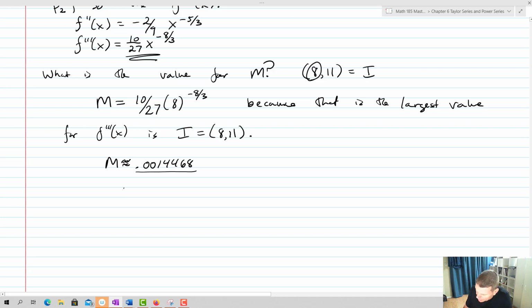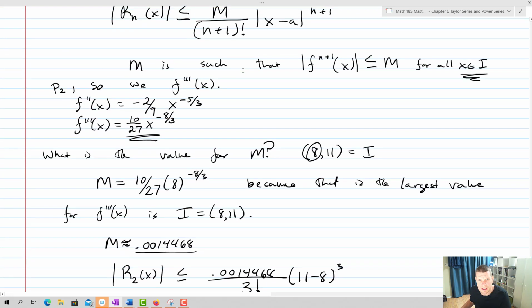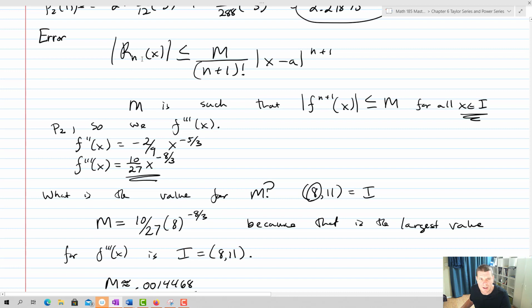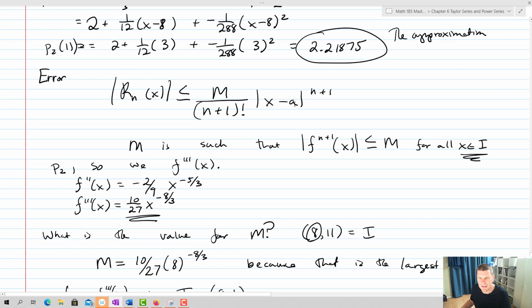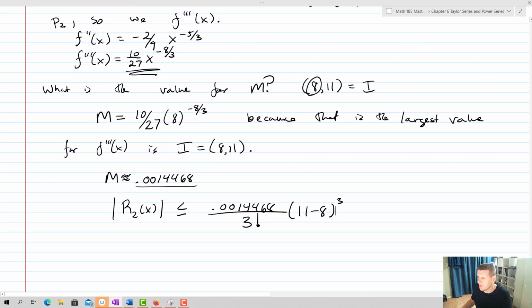So our remainder, R2 of x, in absolute value is going to end up being less than or equal to 0.0014468, and then we'll divide it through by 3 factorial times 11 minus 8 cubed. Let's just look at our equation. We're looking for R2, the remainder for the second Taylor polynomial. We have our m. We're going to divide by n plus 1 factorial, so that's 3 factorial, times x minus our a, our center, which is 11 minus 8, cubed. And so this is approximately 0.0065104. And that is our approximate error.